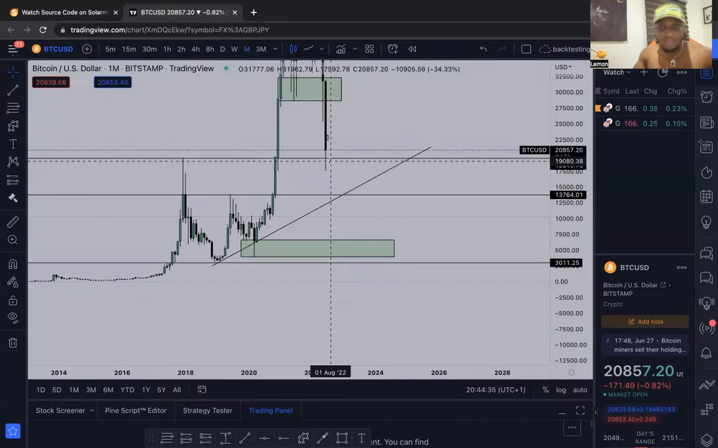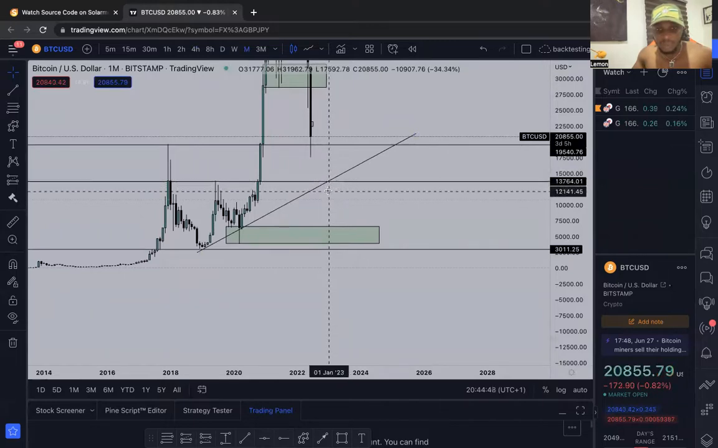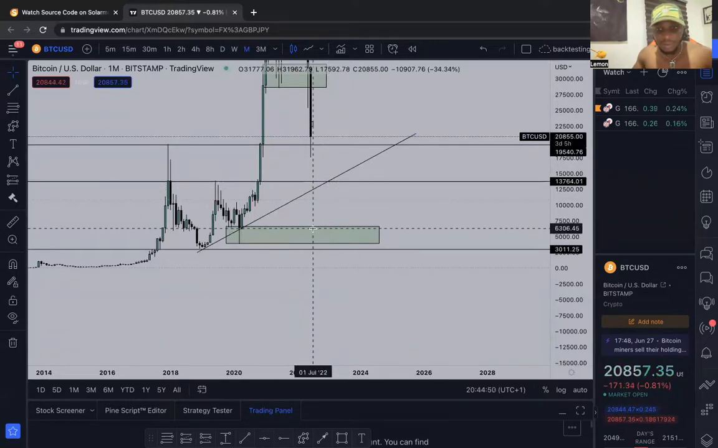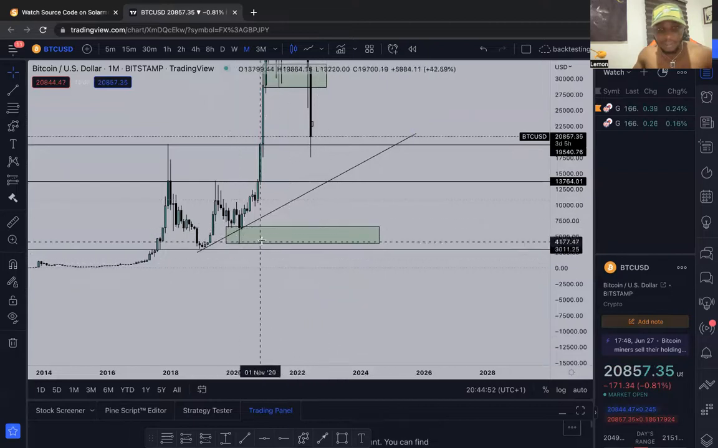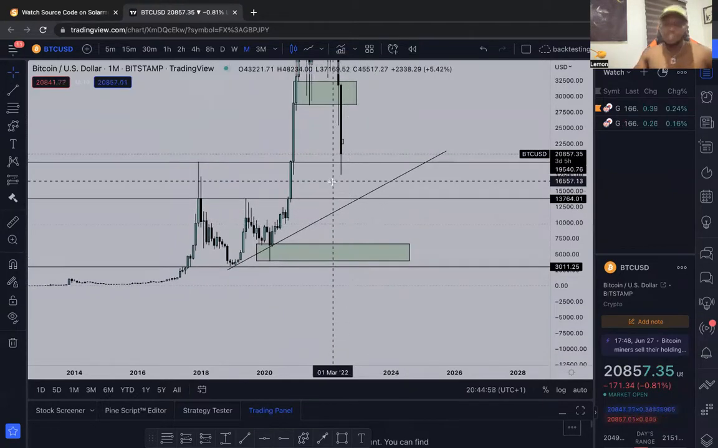This is also a resistance, and this is also a resistance turned support at this zone. So if Bitcoin breaks 19K, closes below 19K, we are going to 13K. If we fail to hold 13K and we close below, we are going to 6K or 5K. So this is a price range. Understand? That's where I see Bitcoin going. Everything is just step by step.